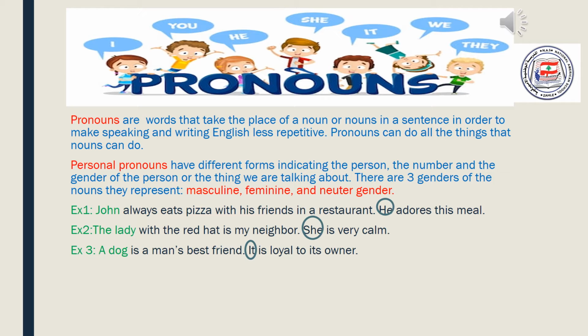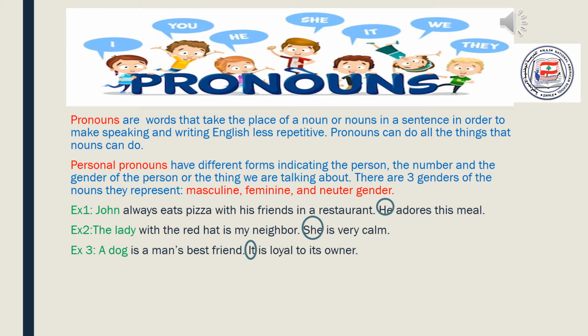Personal pronouns have different forms indicating the person, the number, and the gender of the person or the thing we are talking about. There are three genders of the nouns they represent: masculine, feminine, and neuter gender. Example 1. John always eats pizza with his friends in a restaurant. He adores this meal. He represents the masculine gender.